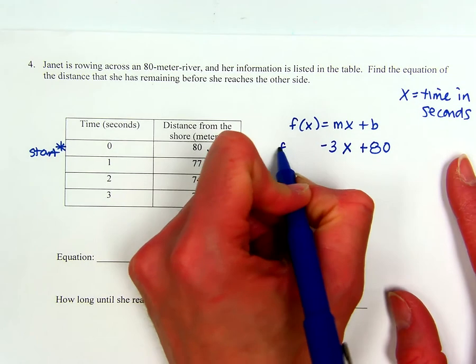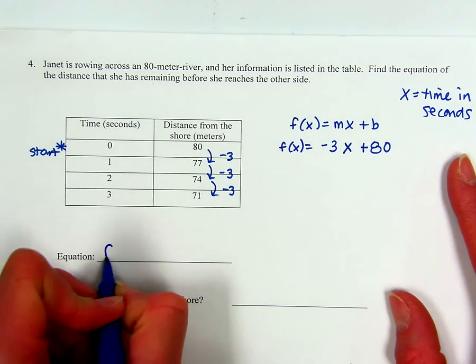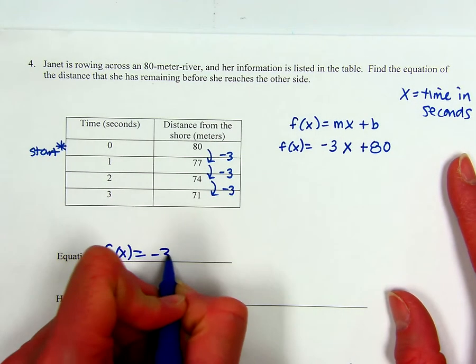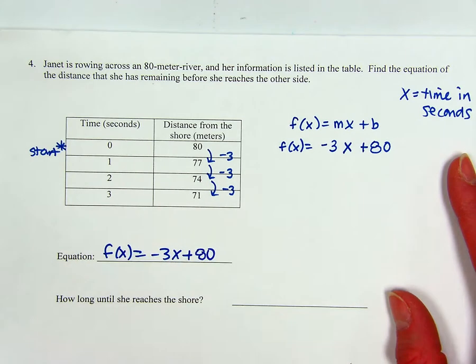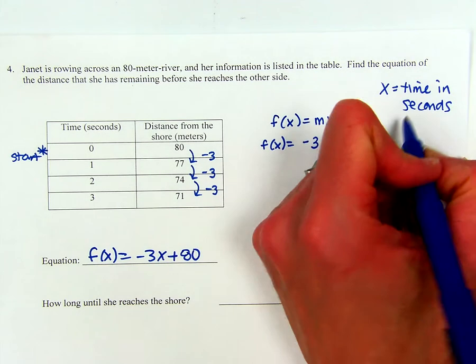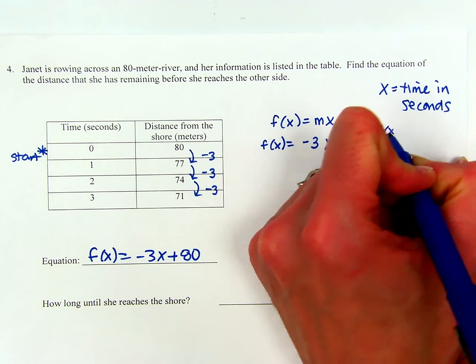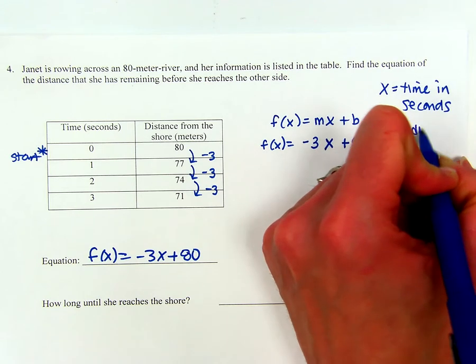Okay, so this is our f of x. Here's your equation. F of x equals negative 3x plus 80, where x is the time in seconds, and y, or f of x, represents the distance from the shore.